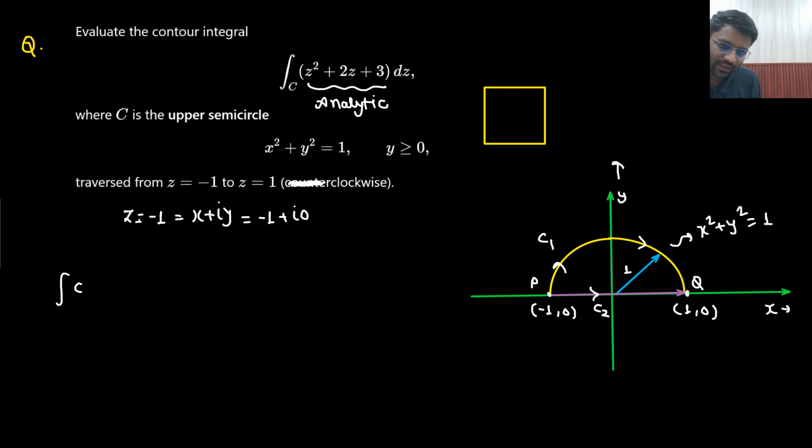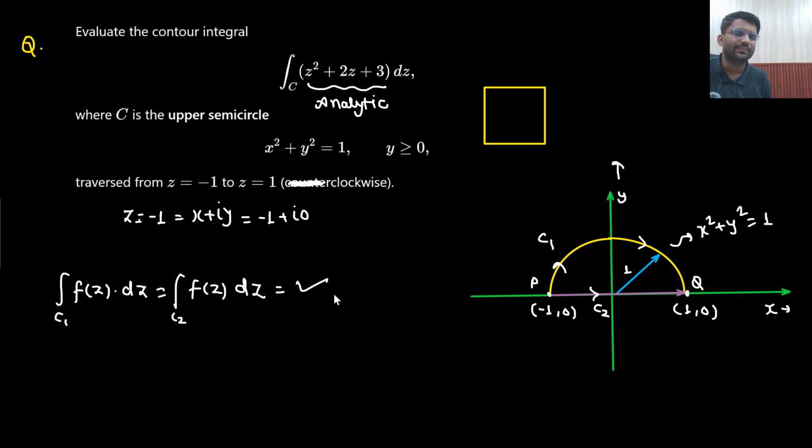If I move along C1, or I move along C2, both will give me the same result. Why is that so? Because, sir, the function is analytic. Both will give me the same results only. So instead of moving on this curve, what I will do? I will move along this straight line.